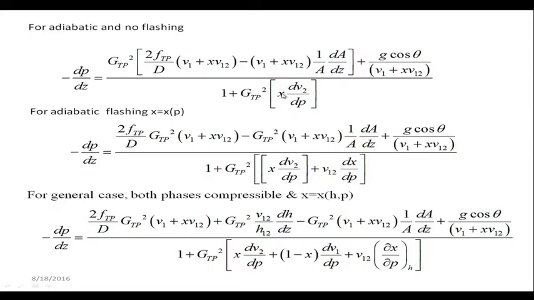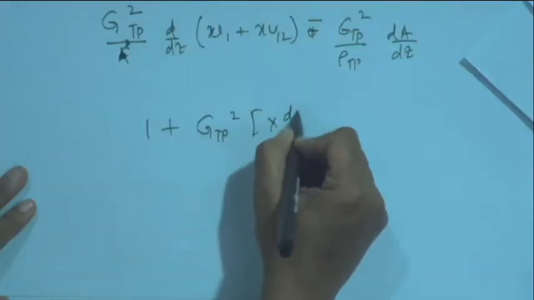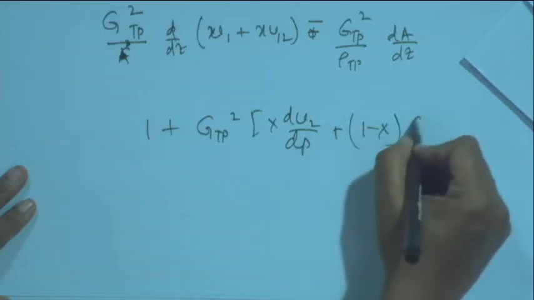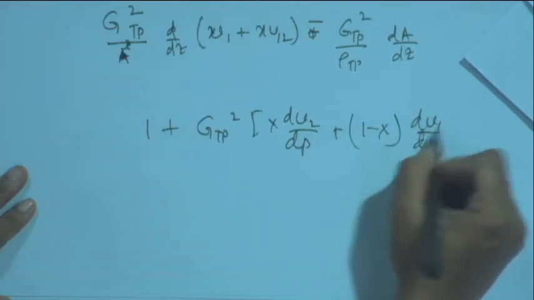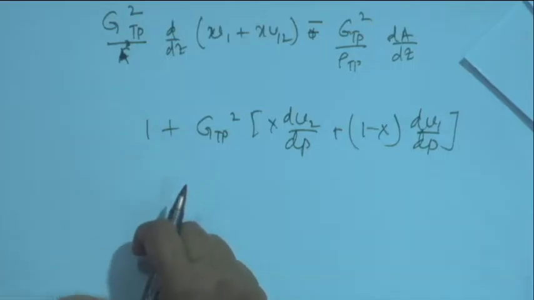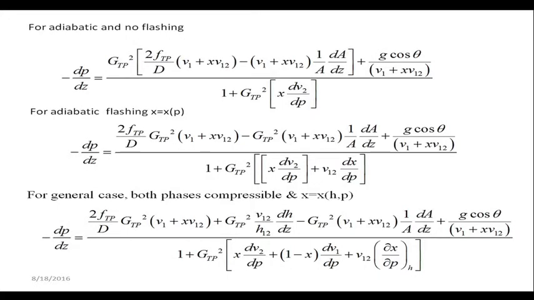If that part is there, then in that case, along with the denominator, we have another additional term. Apart from this particular term, we have another additional term to take into account the compressibility of the liquid phase. Now, this was for adiabatic and no flashing.